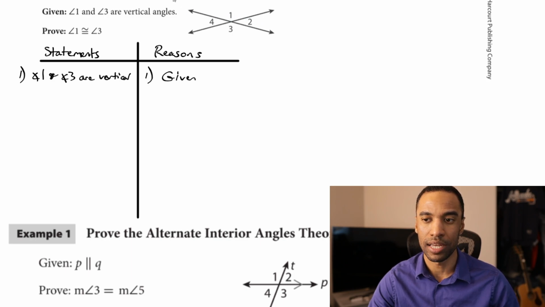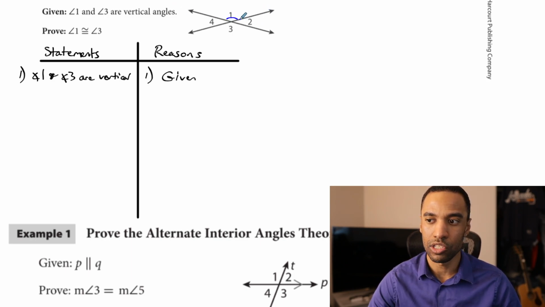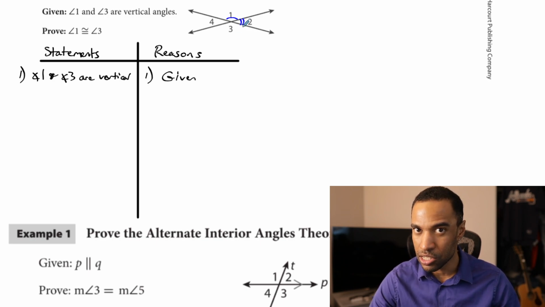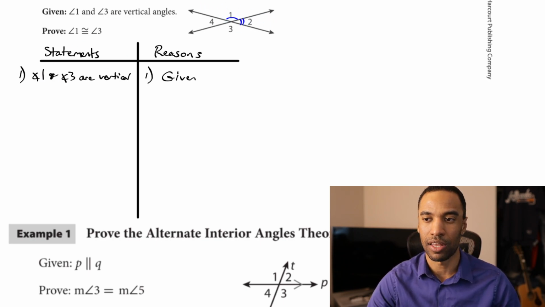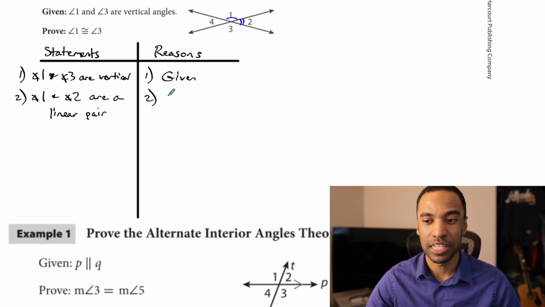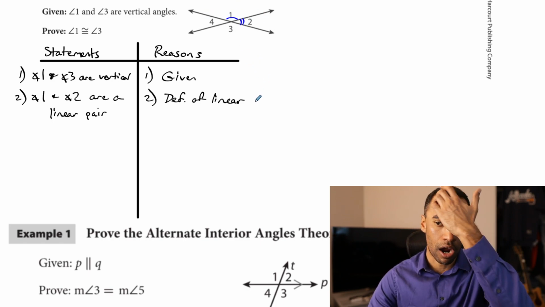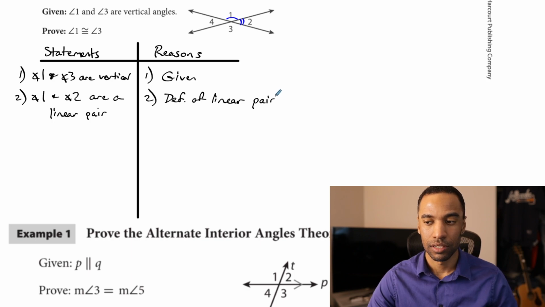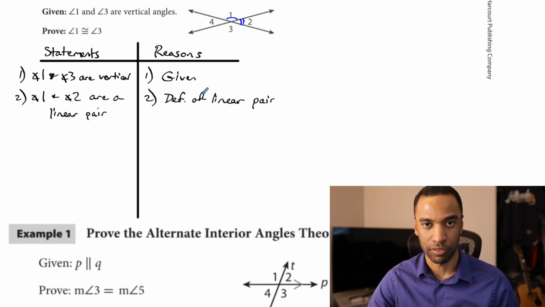If they're vertical angles, that means these are two lines. And if these are two lines, that means angles 1 and 2 are a linear pair, because they are adjacent and form a straight angle, because they make that line. So angle 1 and angle 2 are a linear pair, because of the definition of linear pairs. The definition of a linear pair is two adjacent angles that form a straight angle right there. Now, what's the idea of the definition of a linear pair? That they're supplementary. So that's important here.